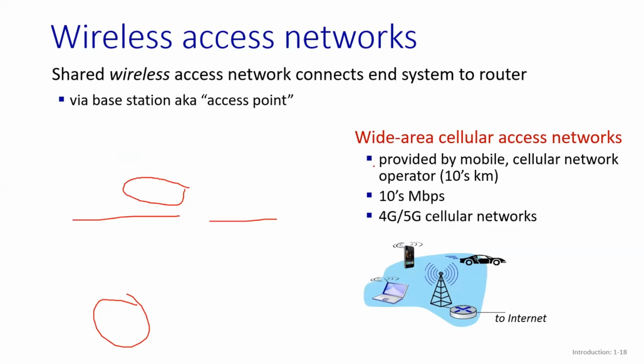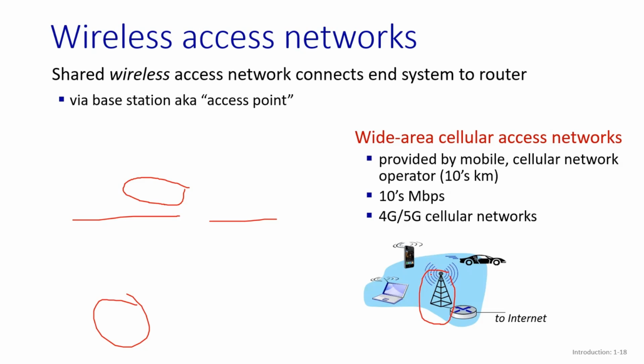Okay, then we have the wide area cellular access networks. You may have seen the tower of a telecommunication company, which is providing you with the cellular signals. These are used to connect to the internet.